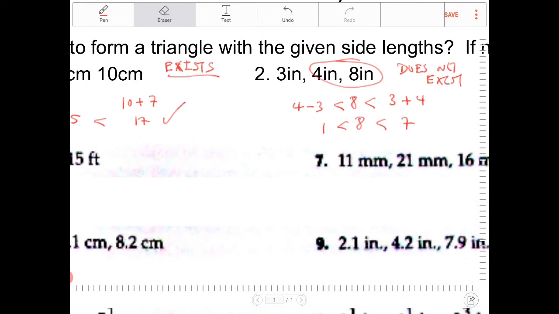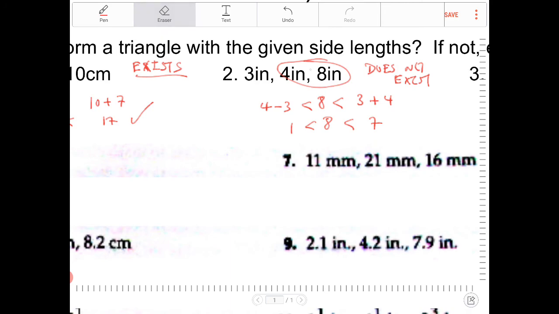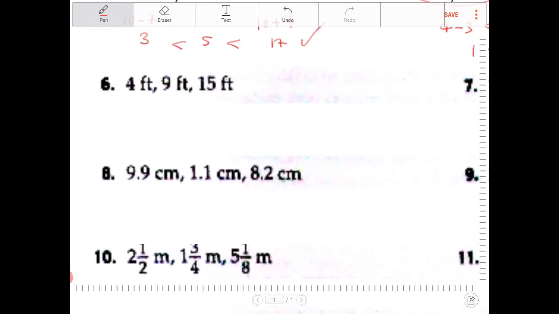All right, so let me just erase this. So I chose that. Same idea, 4, 9, and 15. So 4 and 9, I get 13. And 9 minus 4 is 5. 15 is not in between that, so this does not work. And it doesn't matter which two sides you pick. This same conclusion will always come out.